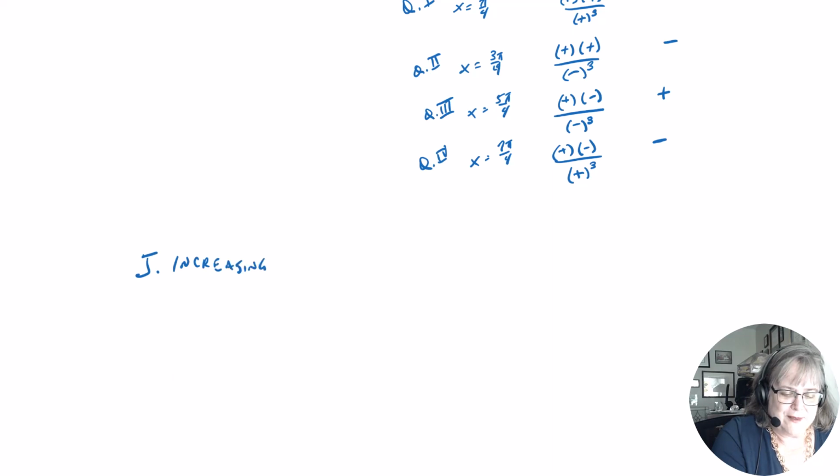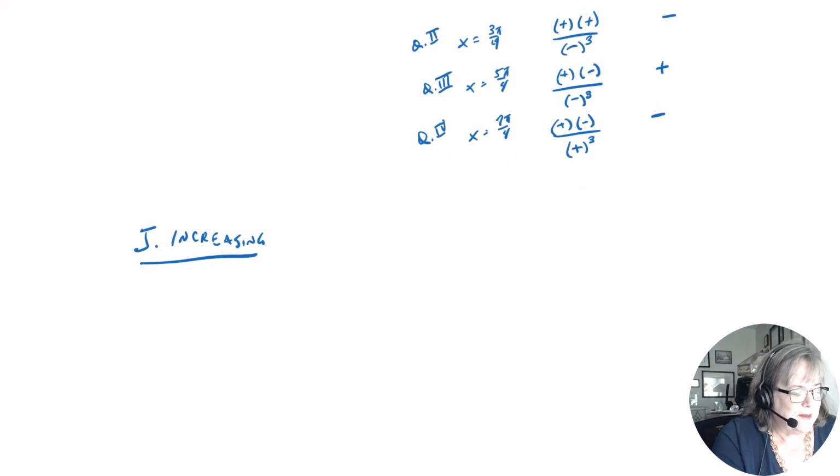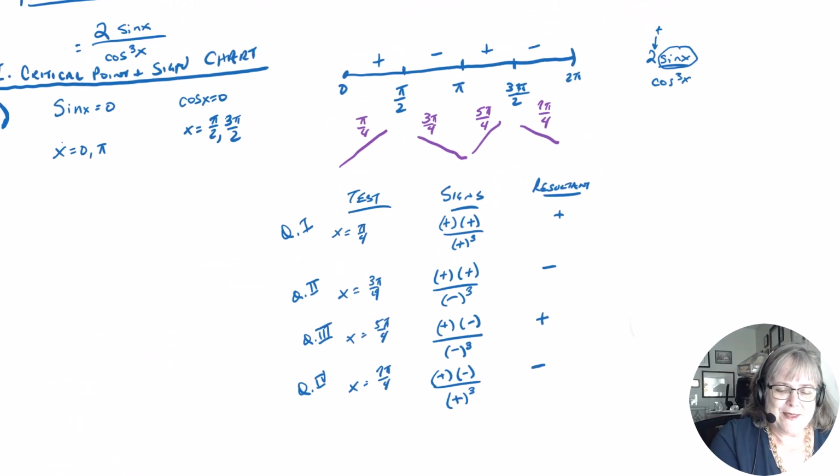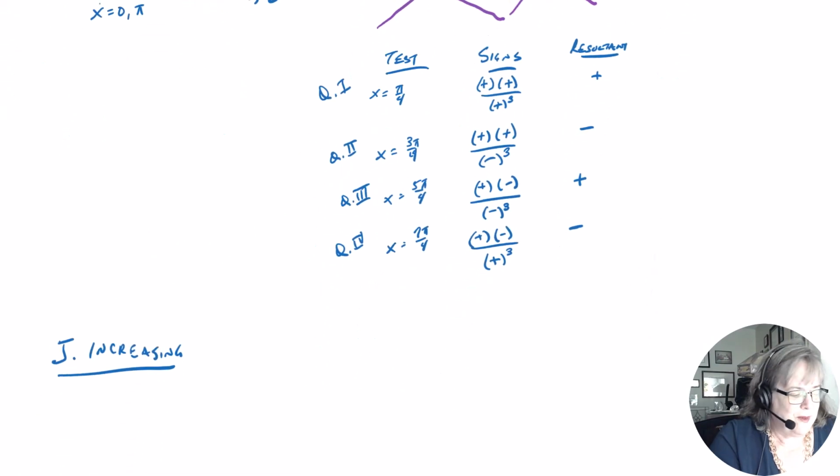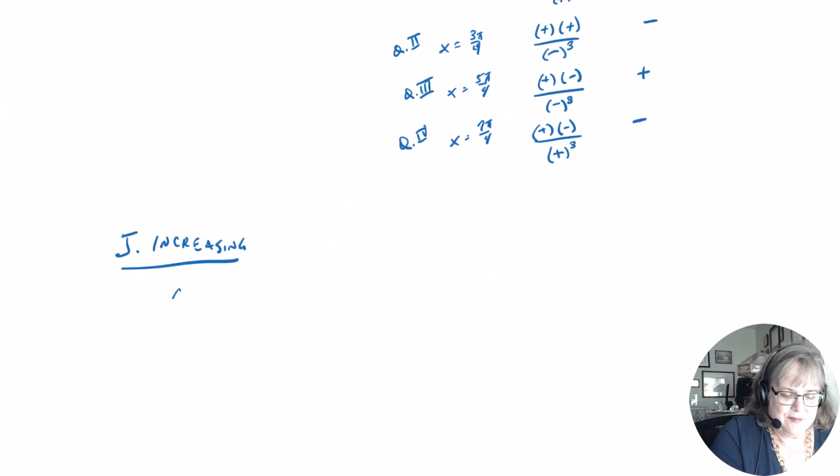I used to lump this other stuff together too, but whatever helps them stay afloat. All right. So looking at where it's increasing, it's between 0 and pi over 2 and pi and 3 pi over 2.